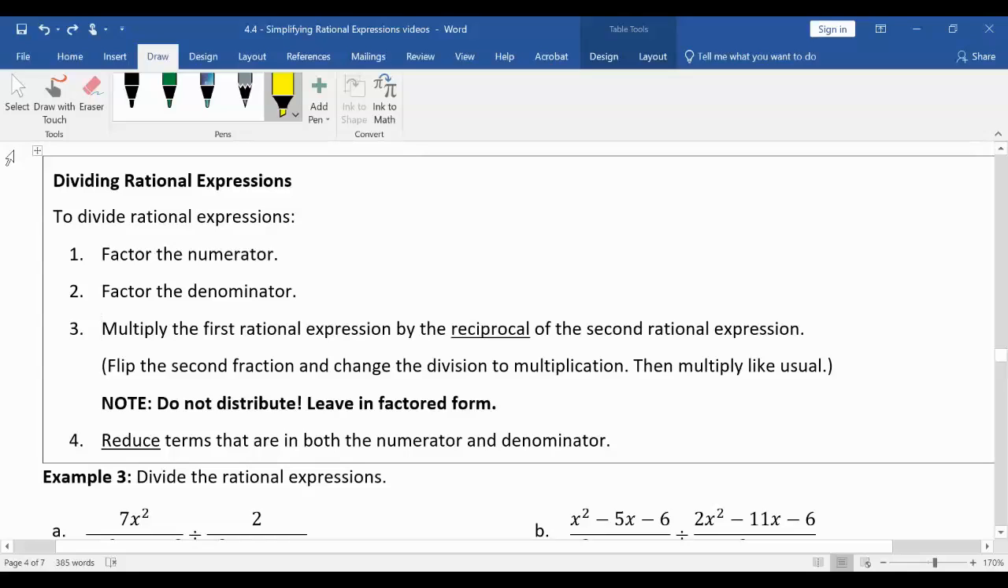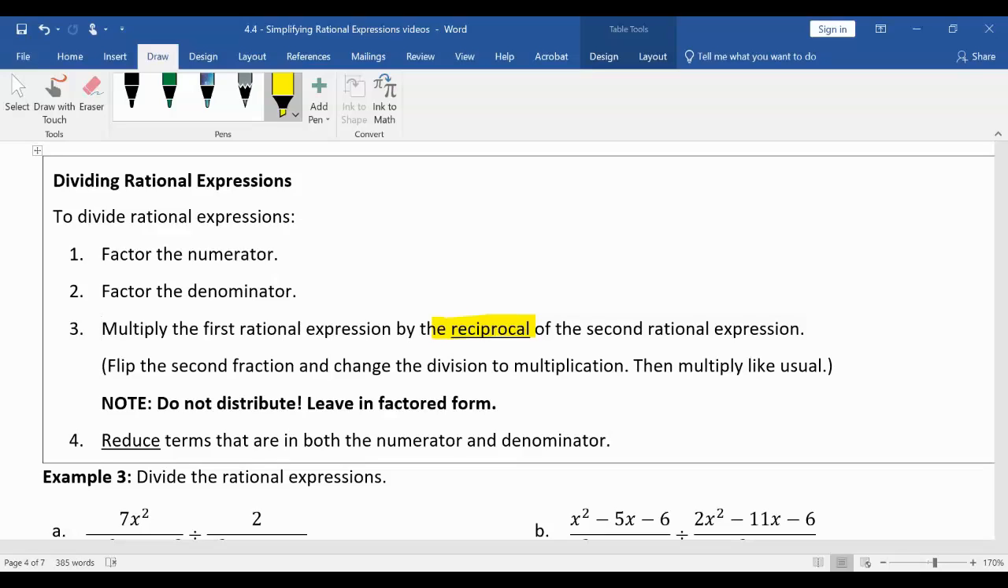Section 4.4, Simplifying Rational Expressions. To divide rational expressions, we have to factor the numerator, factor the denominator, and multiply the first rational expression by the reciprocal of the second rational expression. Basically, we flip the second fraction and change the division to multiplication.